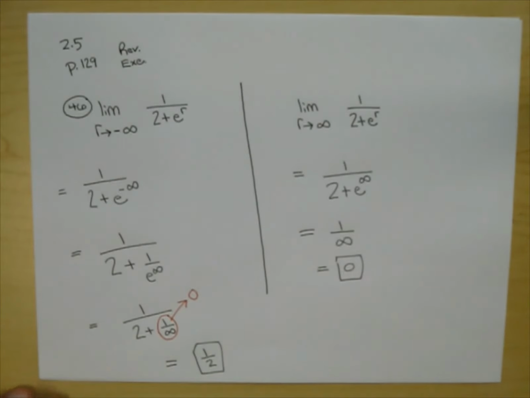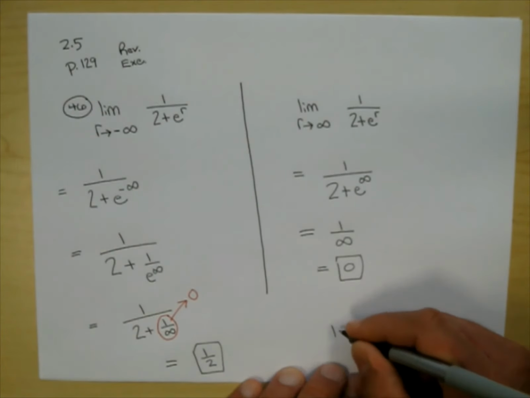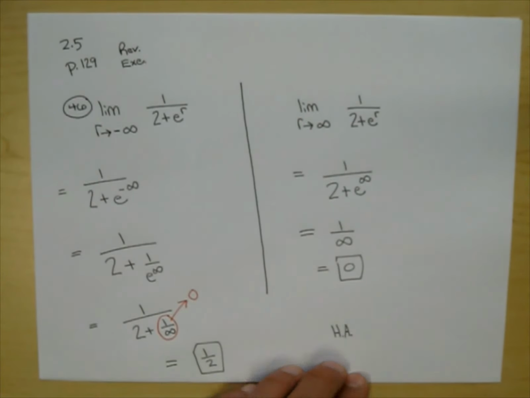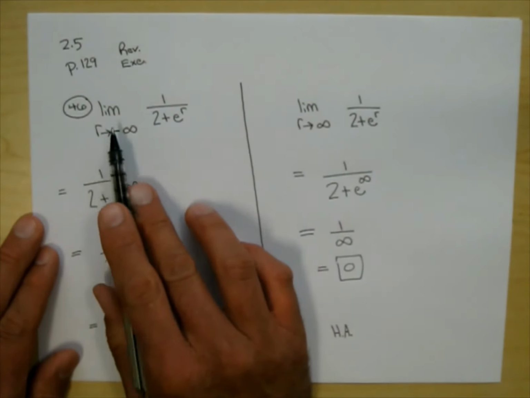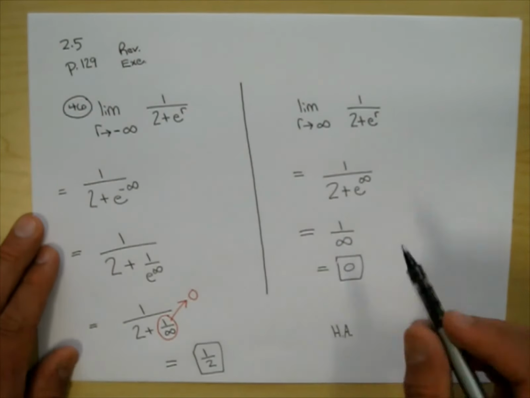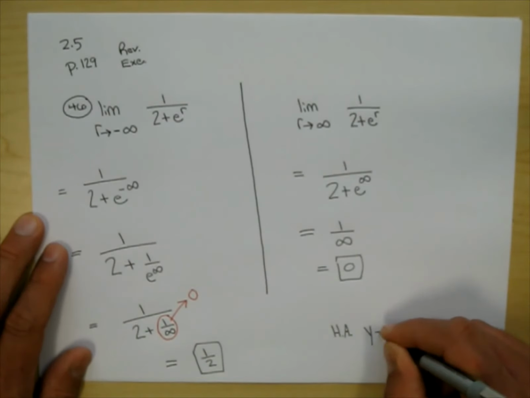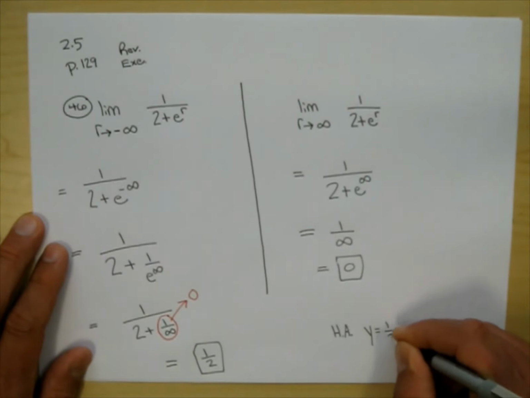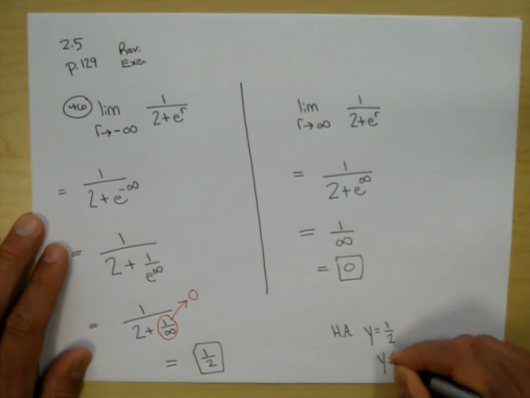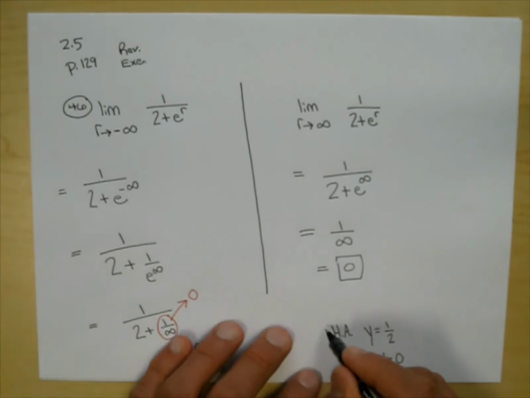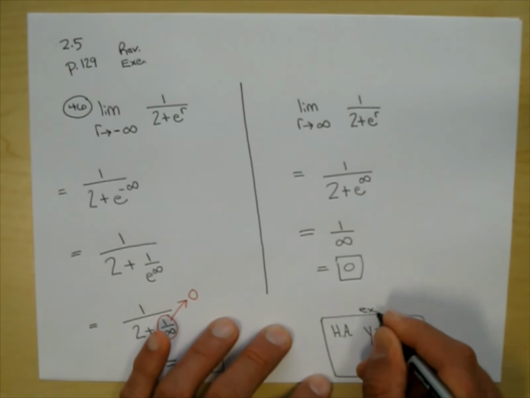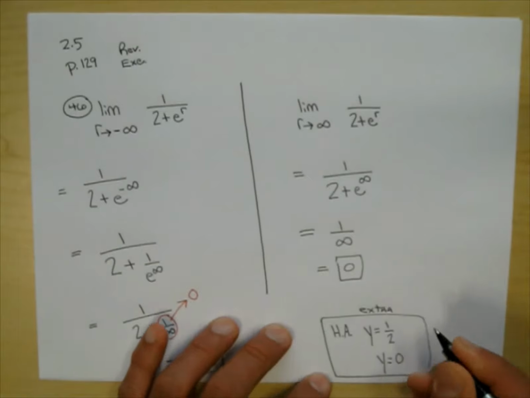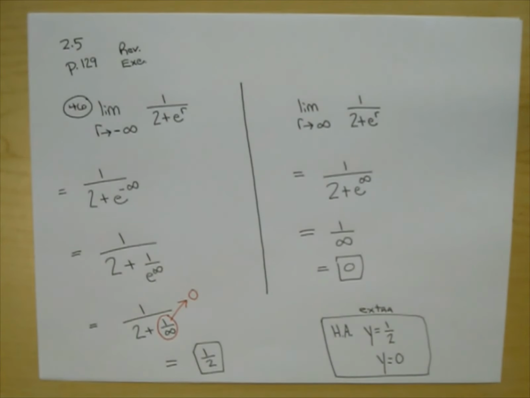So we're done with this problem, but here's a follow-up problem. If this problem said, what are the horizontal asymptotes to this graph? Well, you find all the horizontal asymptotes by doing these 2 kinds of limits. y equals 1/2 and y equals 0. This is just extra. It wasn't asked, but it was asked in some of the homework problems.